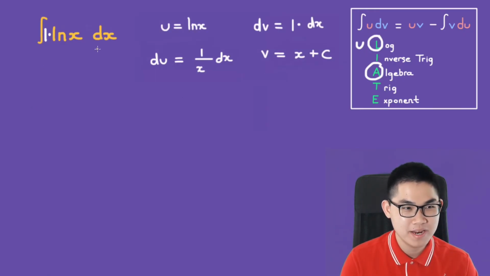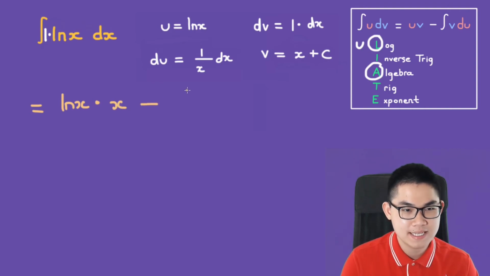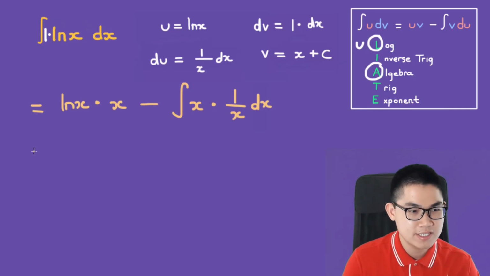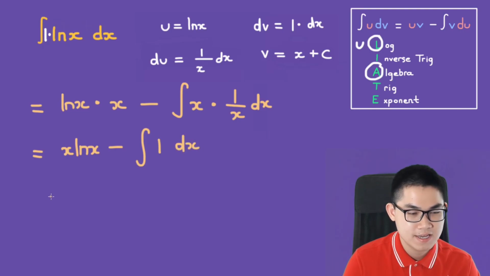And using our formula, we have u times v. So the u is the ln of x times v, and v is simply the x, minus the integral of v, which is x, times du. And du is 1 over x dx. So this is the same as saying x ln of x minus the integral of 1 dx, which is equal to x ln of x minus x plus c.